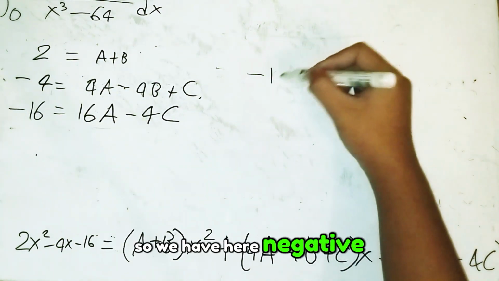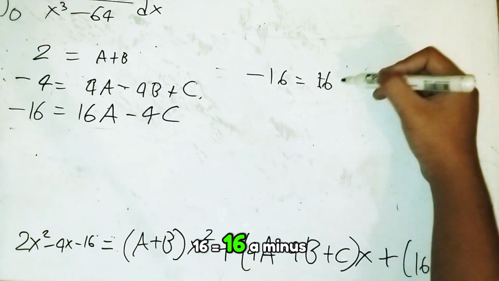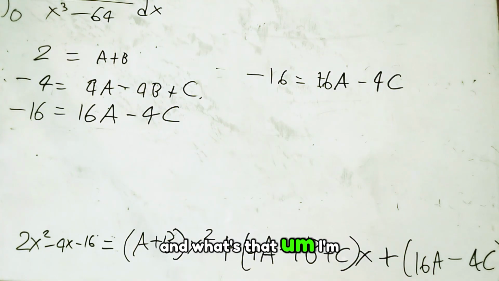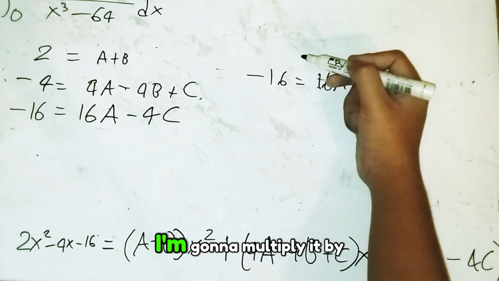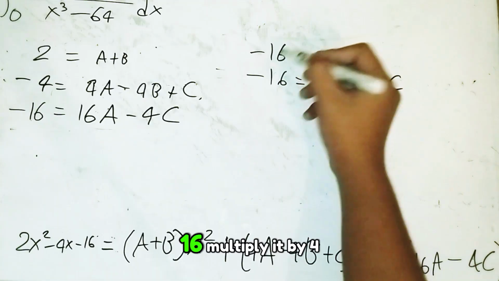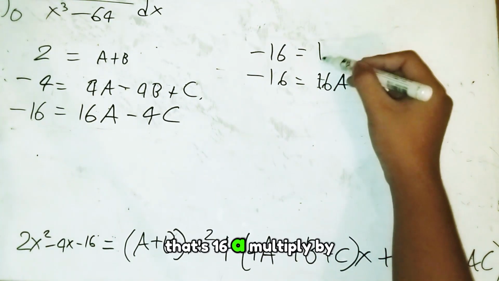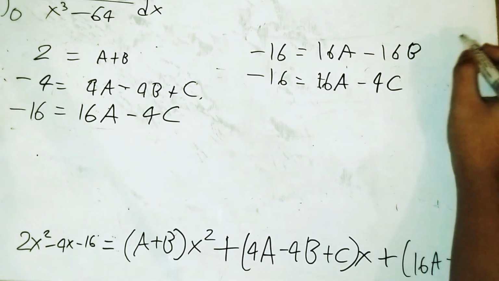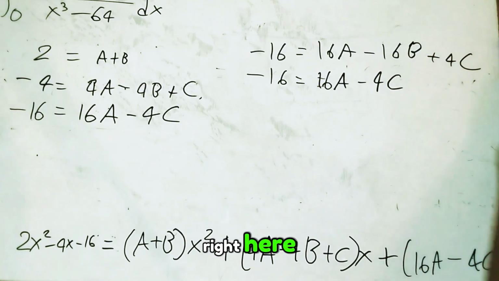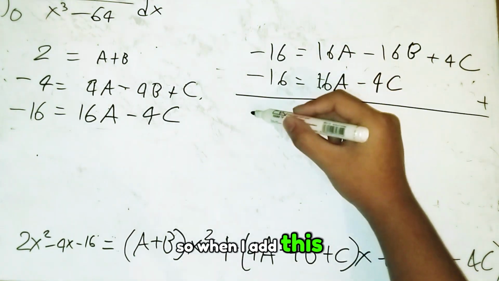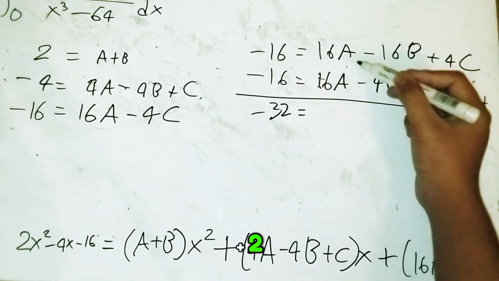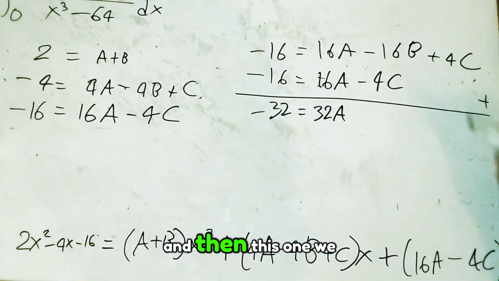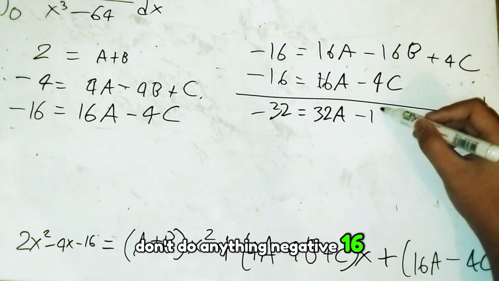So we have here negative 16 equals 16a minus 4c. I'm gonna multiply it by 4, so it's gonna be negative 16 multiplied by 4. That's 16a. Multiplied by 4, that's negative 16b, and then plus 4 here. So when I add this, it's gonna be negative 32 equals to this thing, which is 32a, and then this one we don't do anything, negative 16b.